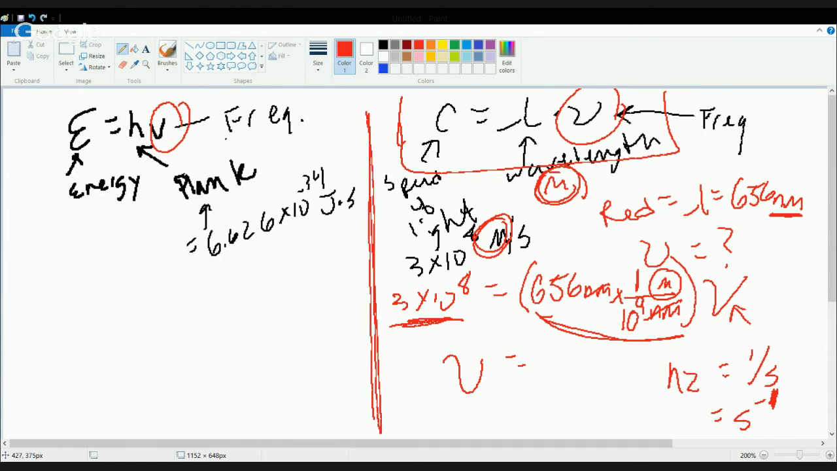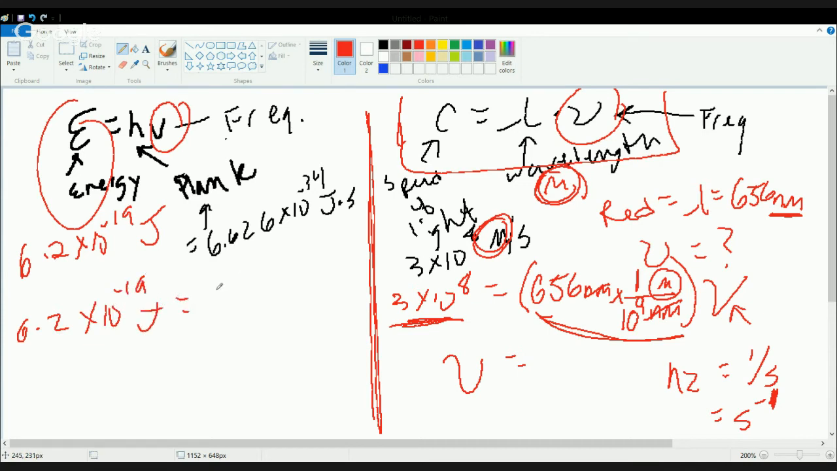Another way to find frequency is to say you have red light and it has a set energy of, oh, I feel like I can't even make up a number for this one. Yeah, I can. It gives you a set energy of 6.2 times 10 to the negative 19th joules. That's a number you might get for energy. So if they give you that energy, then you're going to plug it into 6.2 times 10 to the negative 19 joules equals your Planck's constant, 6.626 times 10 to the negative 34 joules times seconds, times your frequency, which is what you want to solve for.